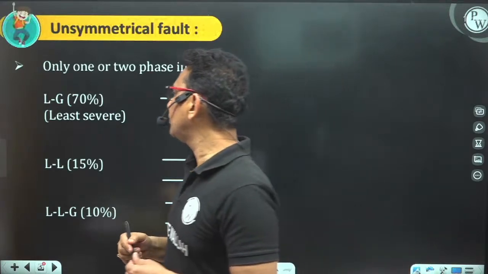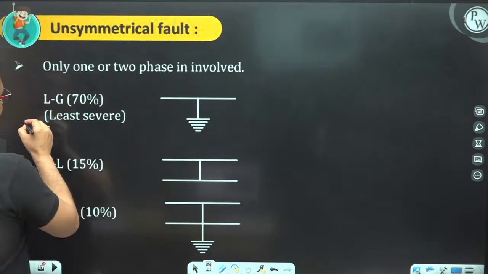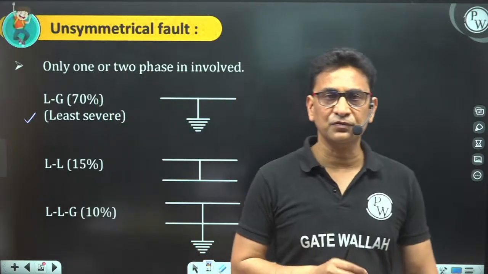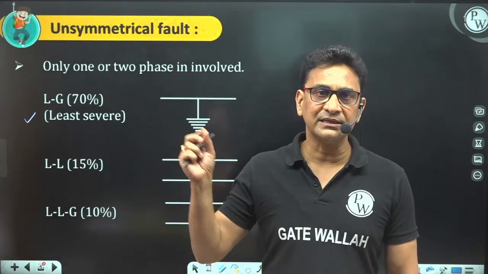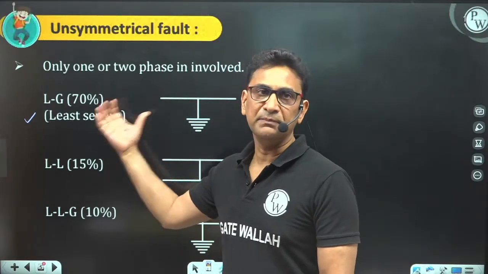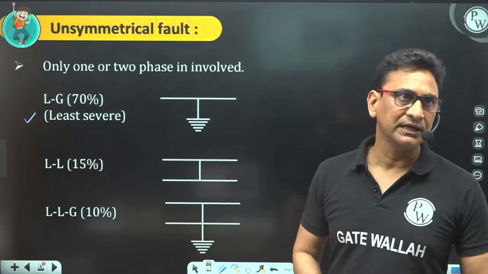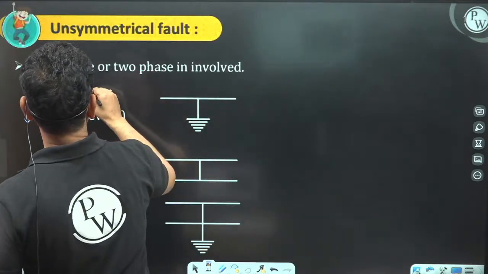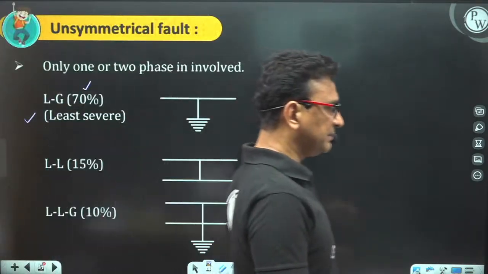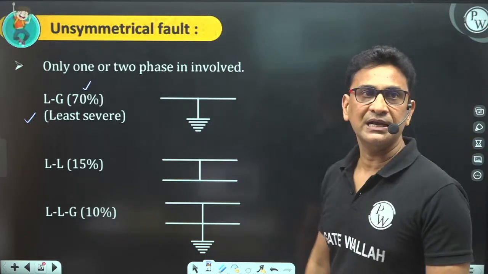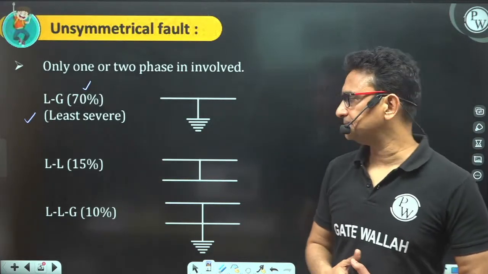The line to ground fault is the least severe fault. That means whenever the line to ground fault occurs on the transmission line, the magnitude of the fault current will be minimum. So it is the least severe fault, but the chance that a line to ground fault occurs is 70%. That means the majority of faults that occur in the power system are line to ground faults only.